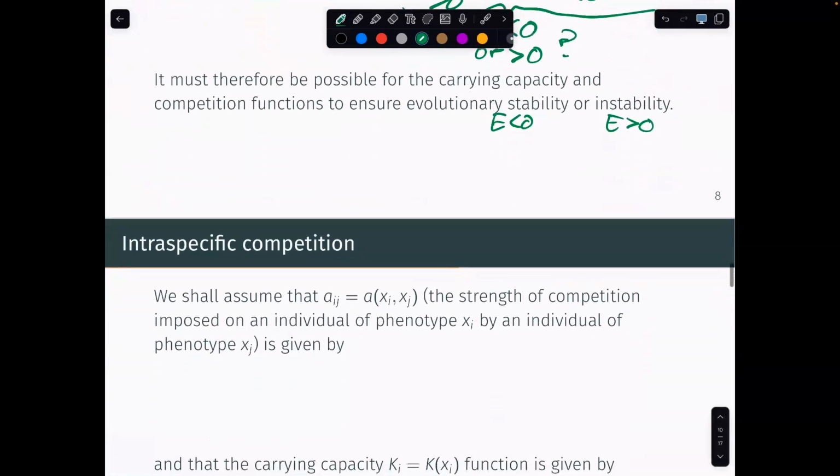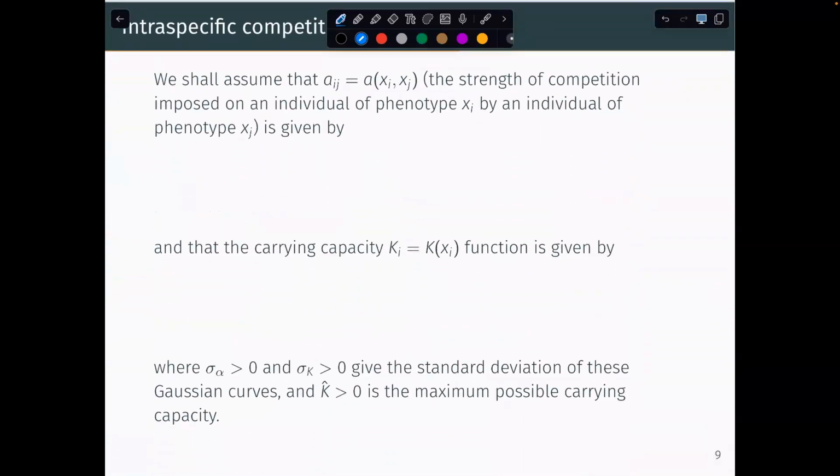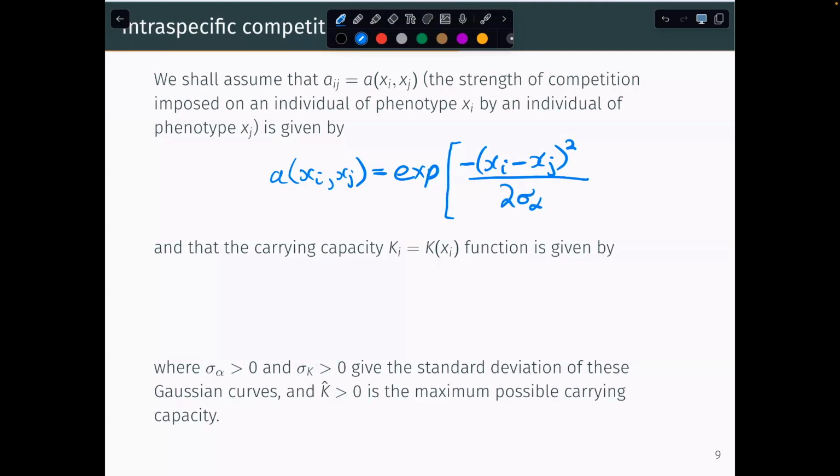Okay, so let's go through an example. That's the basic principle of this model. Let's assume that our competition function is going to be given by xi and xj, two phenotypes. They look very similar to what we've had before. We can have an exponential with xi minus xj in brackets all squared. We're taking minus that. So this is our distance essentially squared. And then we're going to divide now by 2 sigma sub a squared.